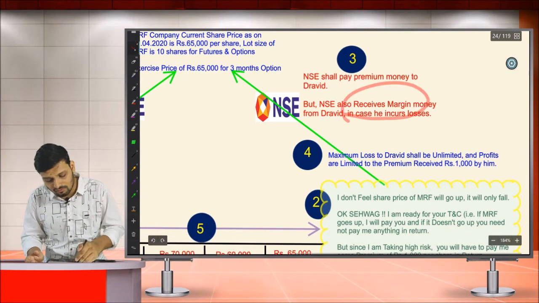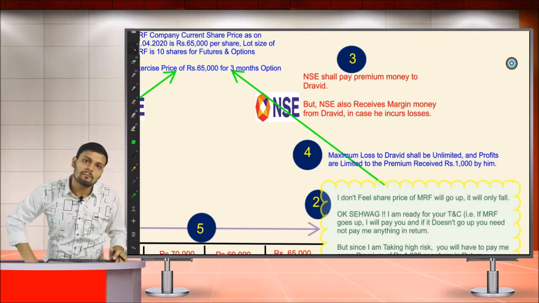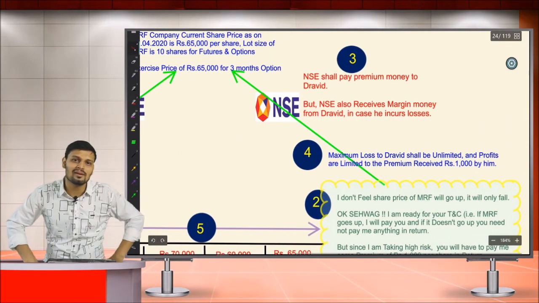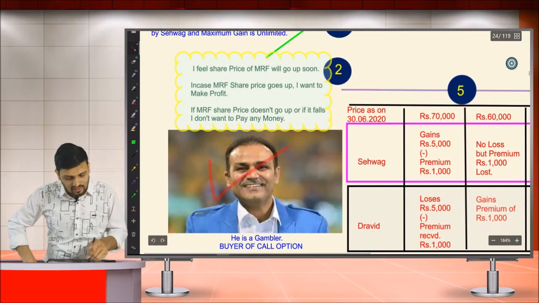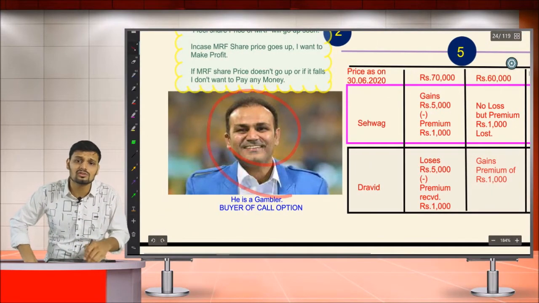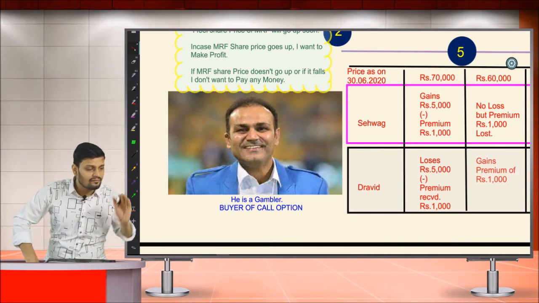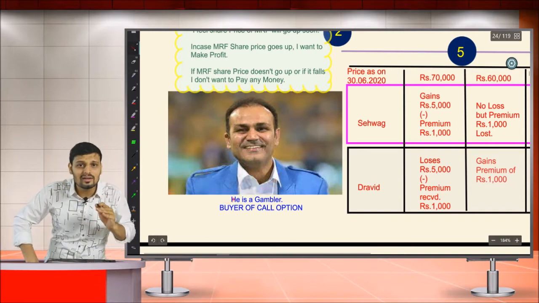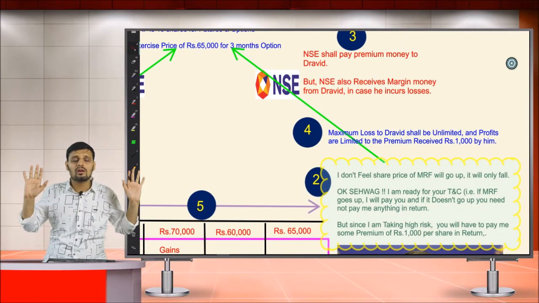But NSE also receives margin money from Dravid in case he incurs loss. Now, NSE did not receive any margin money from Sehwag. Then why did they receive margin money from Dravid? That is a $1 million question, right? We will try to understand this. Can I tell, for Sehwag, the maximum amount of loss will be this premium paid to Dravid? Apart from that, he will never have any loss. Why? Because even if the share price is coming down, he is not going to pay anything. And if the share price is going up, he will receive money from Dravid. So can I tell, Sehwag has limited loss, and that limited loss is only this 1,000 rupees of premium. So once this 1,000 rupees of premium is paid by Sehwag, he is not bothered about this options contract.